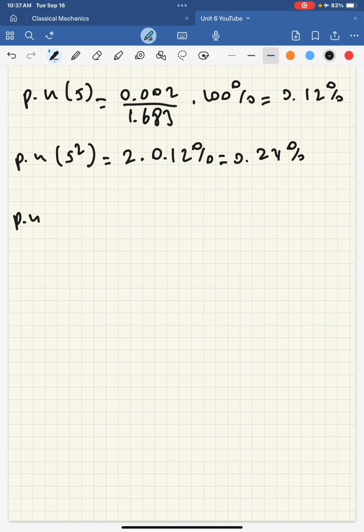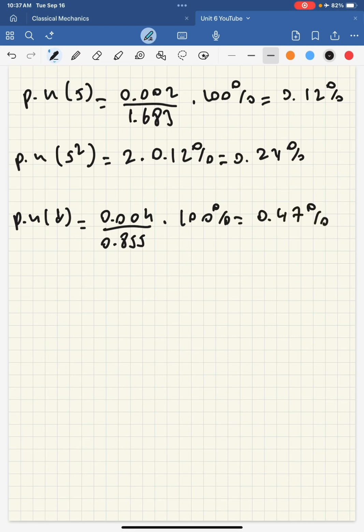The percentage uncertainty in D is 0.004 over 0.855 times 100%, which yields 0.47%, okay? So the percentage uncertainty in D squared is 2 times 0.47%, which is 0.94%. Okay?